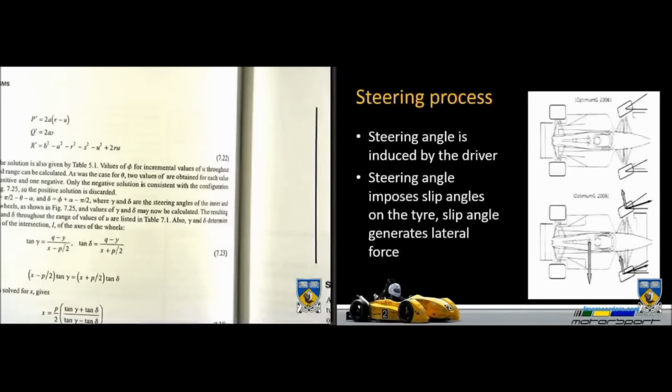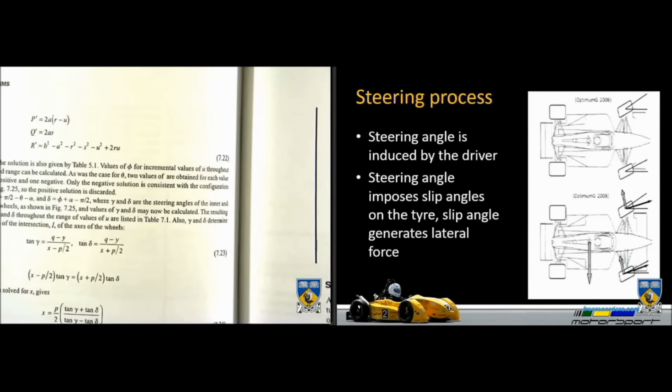So the steering process. So you're going on a flat road. Flat road's a pretty good approximation to make. So steering angle is induced by the driver. Driver turns the wheel, the wheel turns, and the rubber turns. There's a delay in the actual rubber creating a slip angle from the real wheel rotating. This has got to do with the relaxation rate of the tyre. It can be approximated by approximately a third of the tyre's circumference. So the steering angle imposes a slip angle on the tyre, and then the slip angle then generates a lateral force.